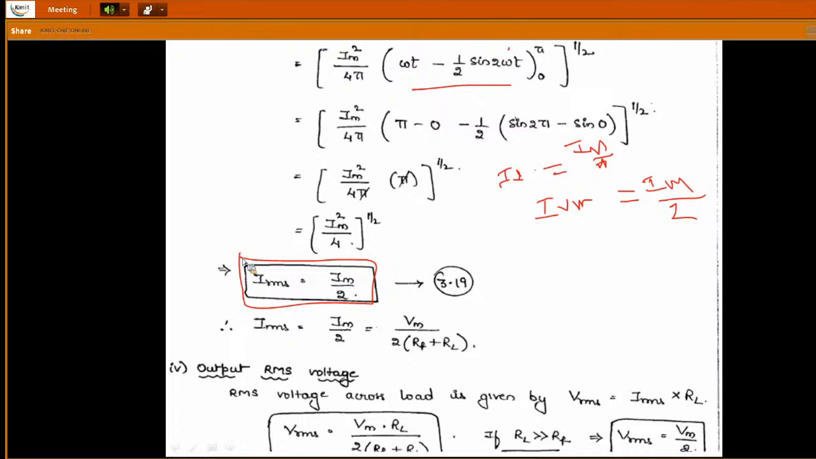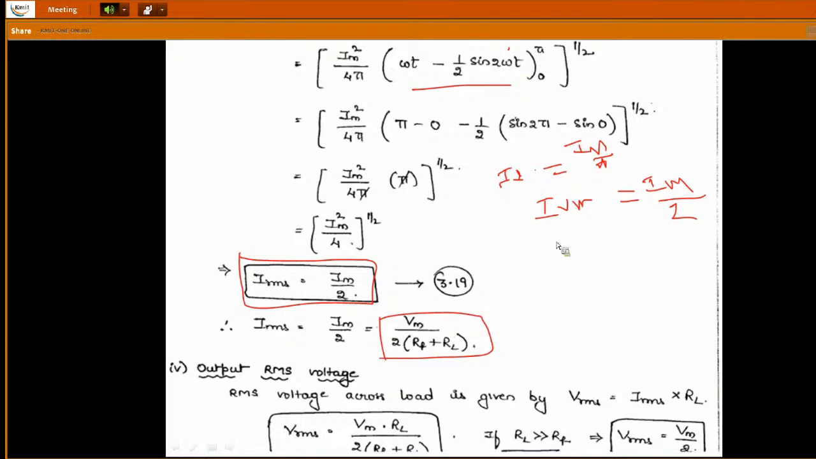Now from this conclusion, what is the IRMS value? The RMS current is given by Im by 2. Another way you can represent the Im value, the Imax value, is Vm by Rf plus Rl. So we can represent it in terms of Vm: IRMS is given by Vm by 2 into Rf plus Rl. This is the RMS value.